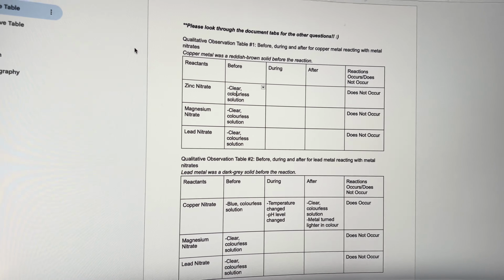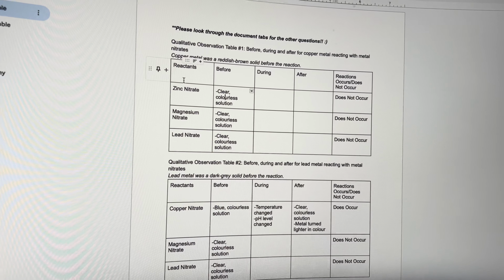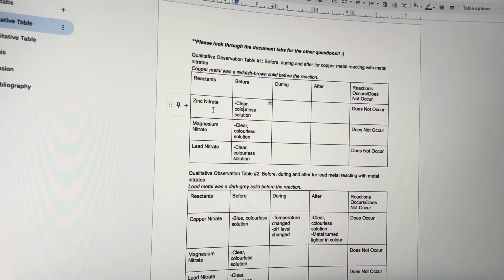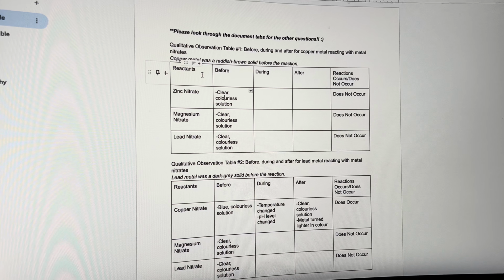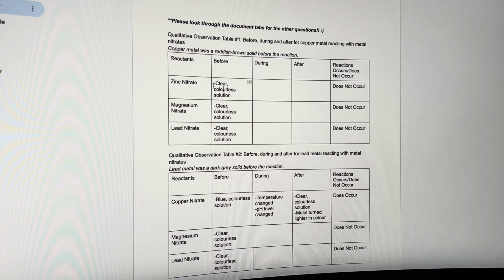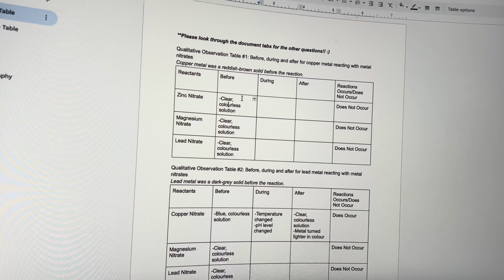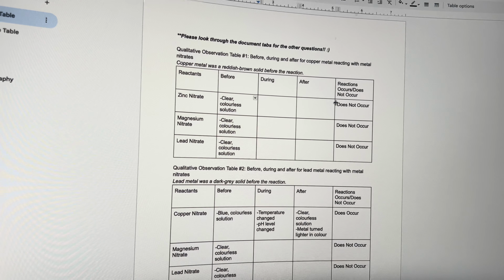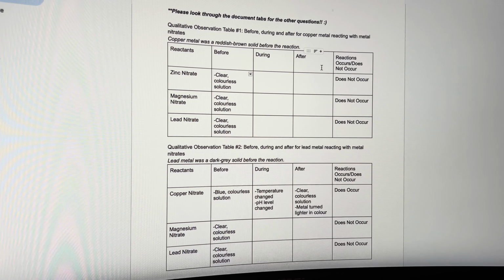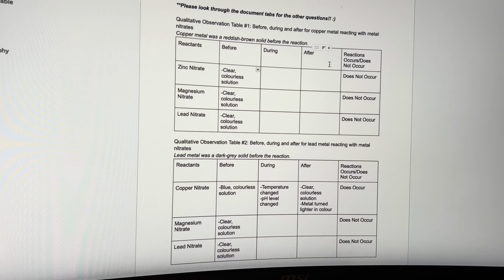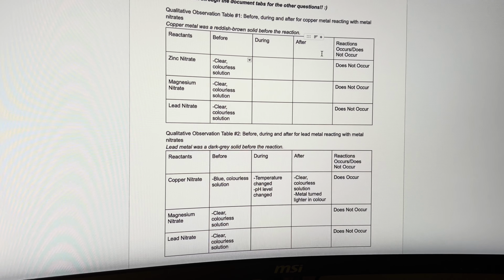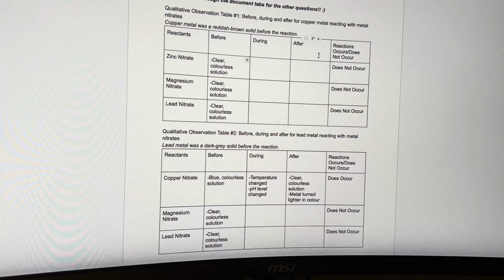And to mention, for the qualitative observations with zinc nitrate and copper metal, we know that zinc nitrate is a clear and colorless solution. However, a reaction was not really occurring, and we could see and notice that nothing was really going on by the naked eye.